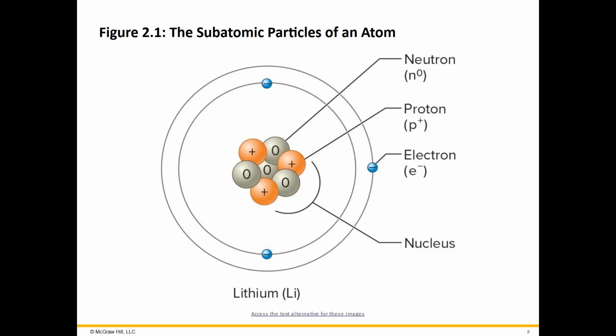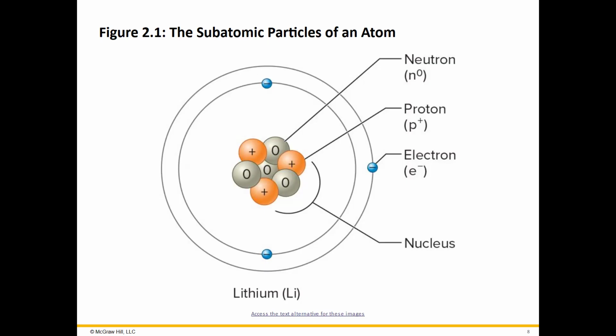So let's look at lithium. Lithium in this example has a nucleus composed of protons and neutrons. It has 3 positively charged protons, 4 neutral charged neutrons, and outside of the nucleus it has an electron cloud composed of 3 electrons.